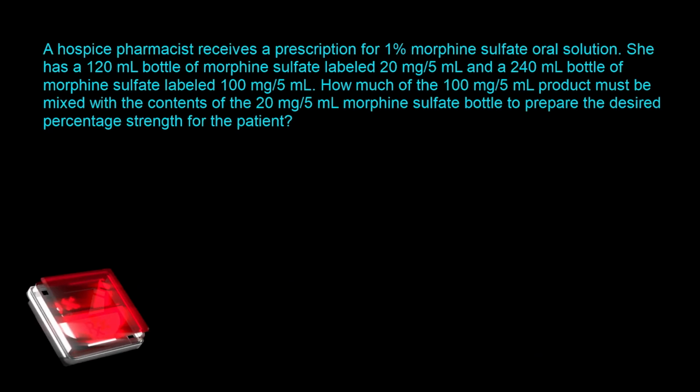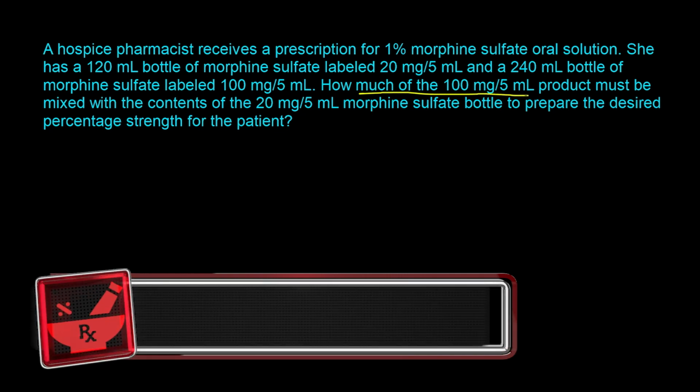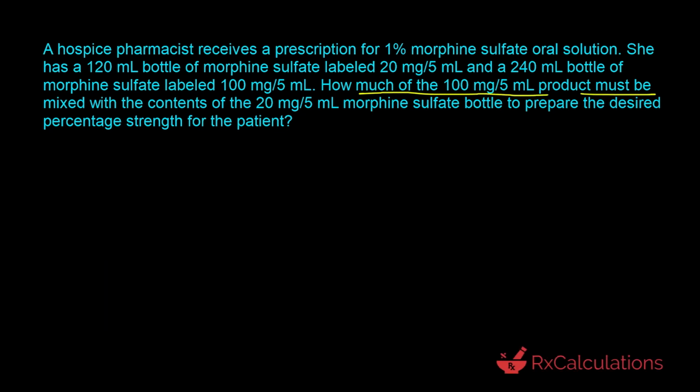The last thing we will do for this session is a dilution question. How much of the 100 milligrams per 5 ml product must be mixed with the contents of the 20 milligrams per 5 ml product, the morphine sulfate bottle, to prepare the desired percentage strength? You have a 1% morphine sulfate solution. You have 120 ml of the morphine sulfate with this concentration, and a 240 milliliter bottle of morphine sulfate with this concentration. What this question is telling us is we are using all of this 120 ml of morphine sulfate. The desired concentration is 1%.